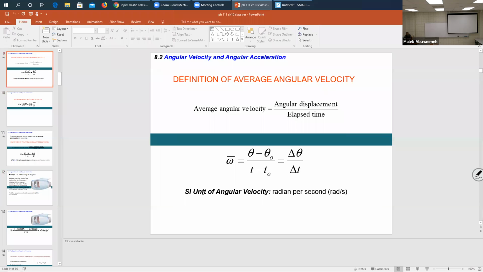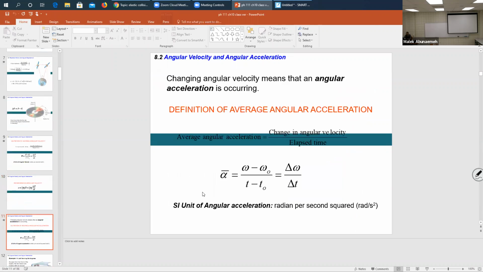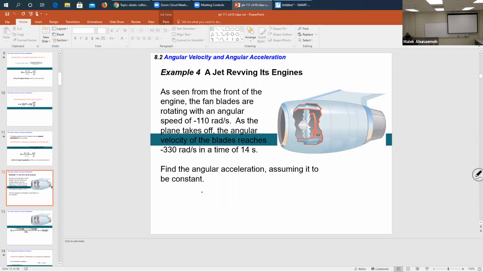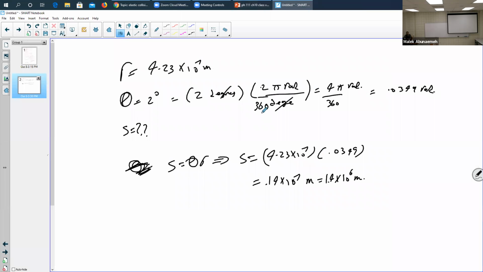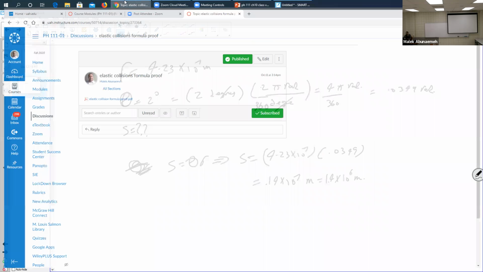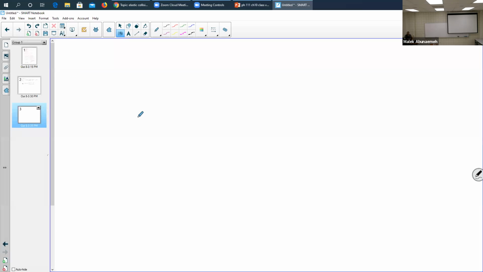Did we skip something? No, we didn't. Okay. So that means your initial angular velocity is minus 110 and your final is minus 330, right? It's going the opposite way. That's why, by the way, it's negative, if you're noticing. So your omega initial, that's example 4, is minus 110 radians per second, and your final is minus 330 radians per second.